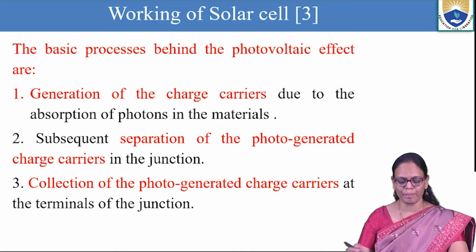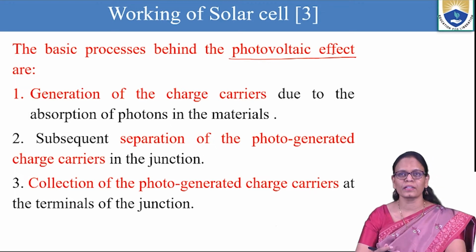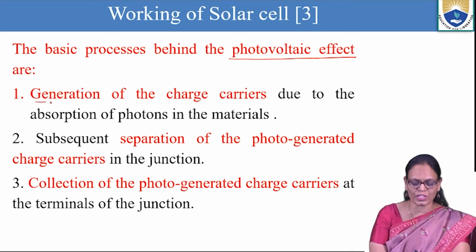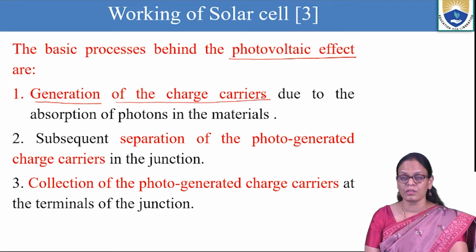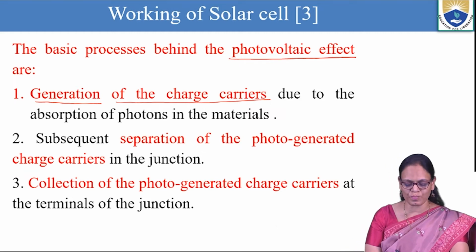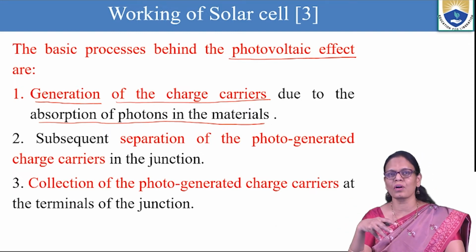Now we will understand the basic processes behind the photovoltaic effect, the different processes that are happening in it. They are very simple but very important to understand clearly. The first step is the generation of the charge carriers. How are these charge carriers generated? It is due to the absorption of photons in the material. When sunlight falls onto the surface, it is absorbed in the form of photons by the material.